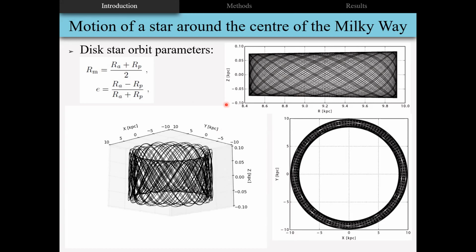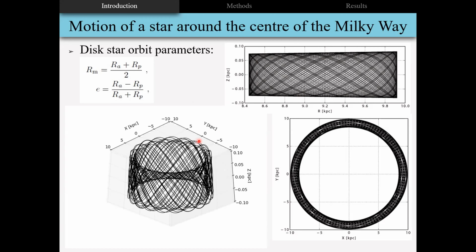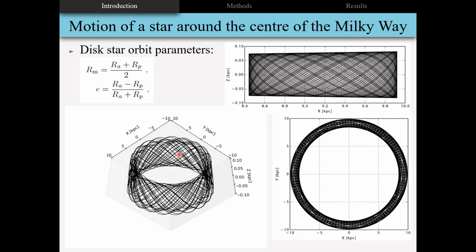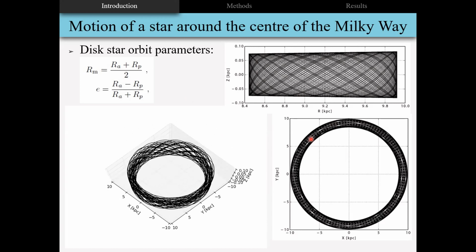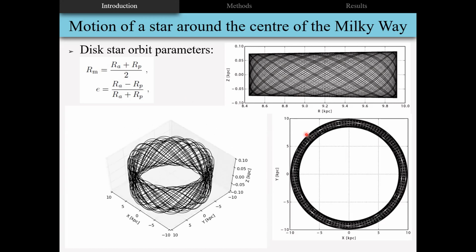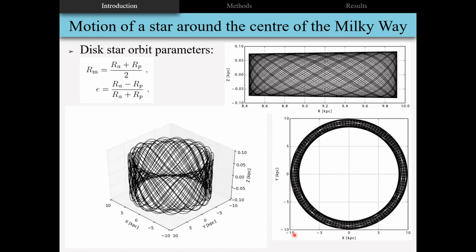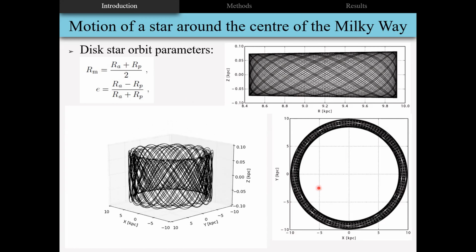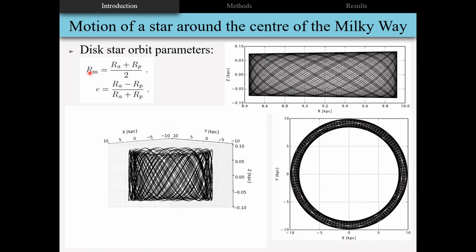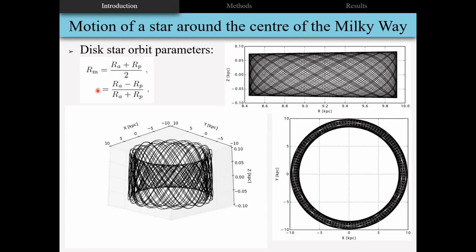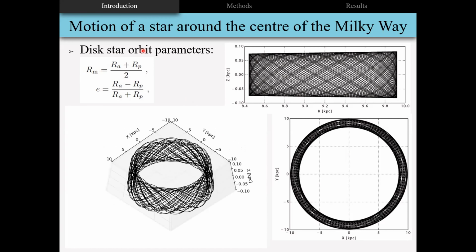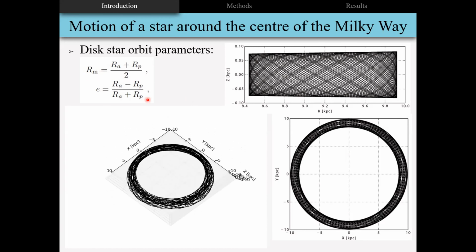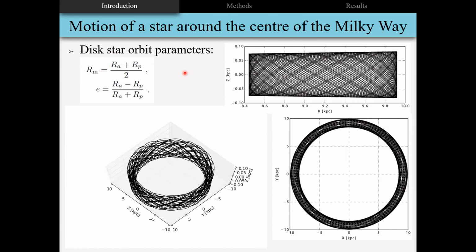And here you can see a representation of one disk star, the motion of a star around the center of the Milky Way. And this is how it looks when you look at it in the XY axes. The median error and eccentricity only for the disk star orbit parameters can be very well represented in this way.